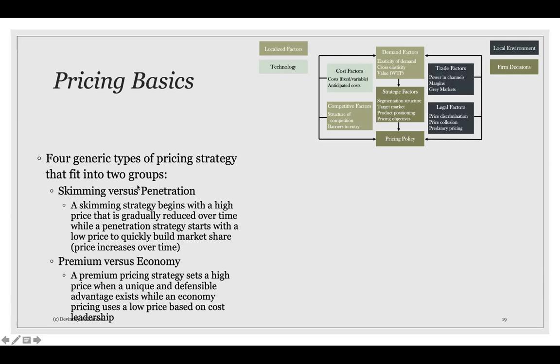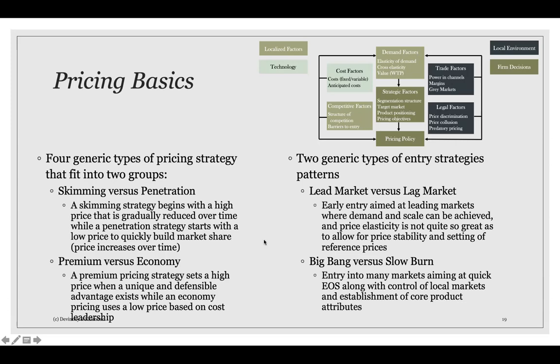I gave the example in class of Apple in countries like India, where they were clearly playing a premium game, but they weren't engaging in penetration, because if they actually tried to penetrate the market and get a large market share, they would have real problems in terms of meeting demand. So they purposely operated a skimming strategy in premium, and typically skimming and premium and penetration economy go together, but that's not necessarily the only model.